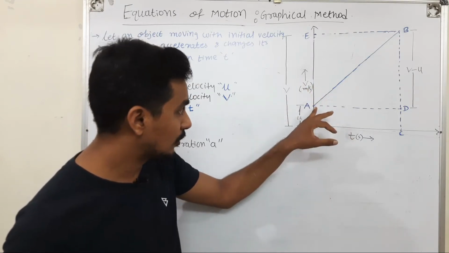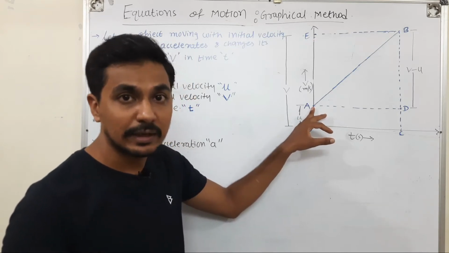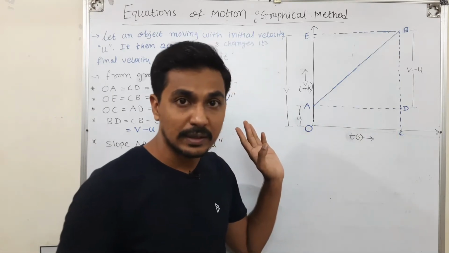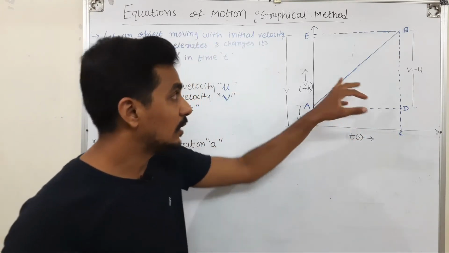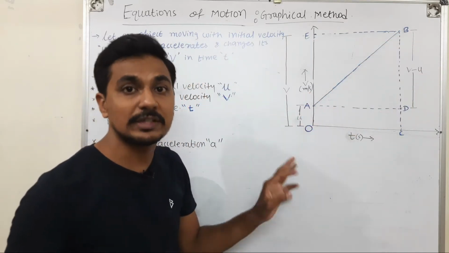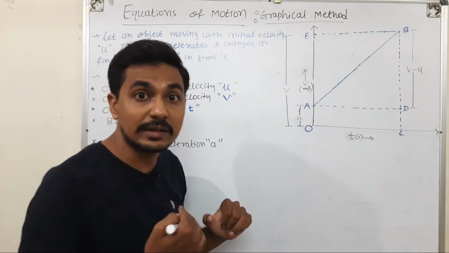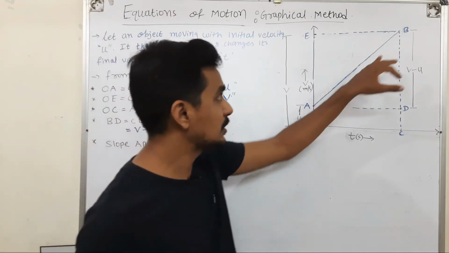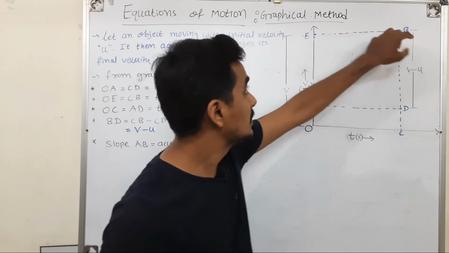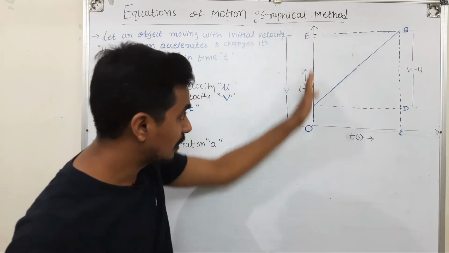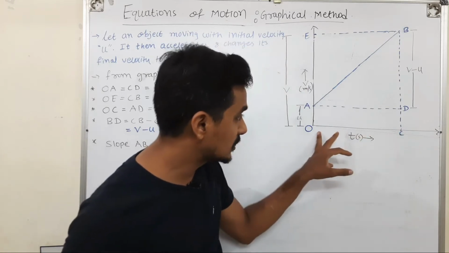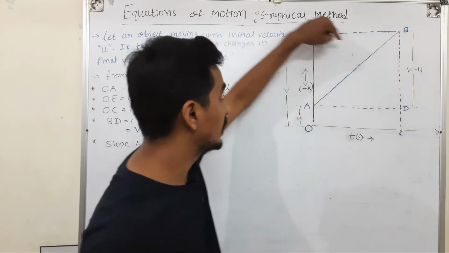So here the object is already moving with some speed, and then it accelerates for some time t. Then after time t, the object acquires some velocity. For example, initially the object is moving with 10 meters per second. Then it accelerates uniformly and acquires a velocity of 30 meters per second. So after time t, it will acquire some velocity. The y-axis indicates the velocity and the x-axis indicates the time. So after some time t, it acquires some velocity v.